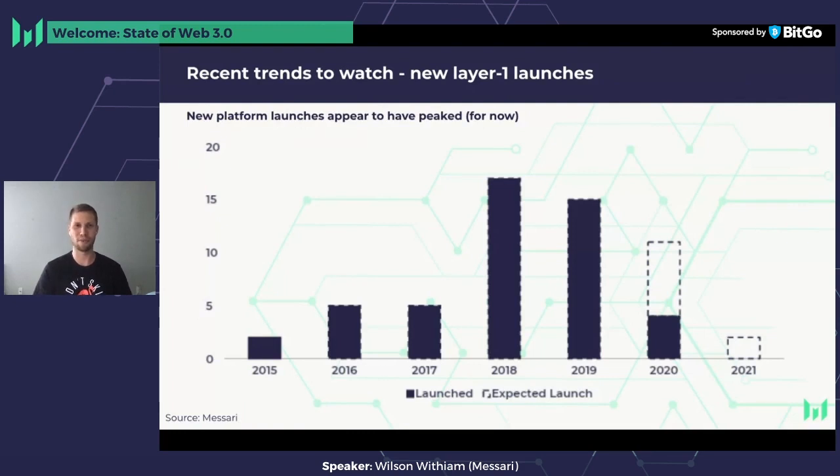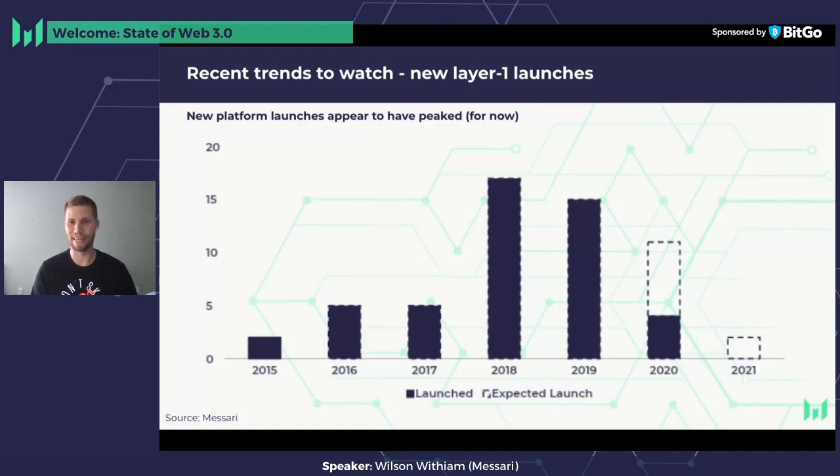Diving into that, some of the recent trends to watch: the smart contract market is very crowded at the moment. We had a huge influx of new networks that joined over 2018 and 2019, I think over 30. We have another 11 potentially launching this year, with 4 in beta at the moment. But you're starting to see that trend decrease.